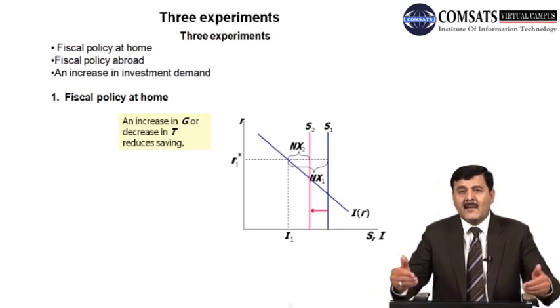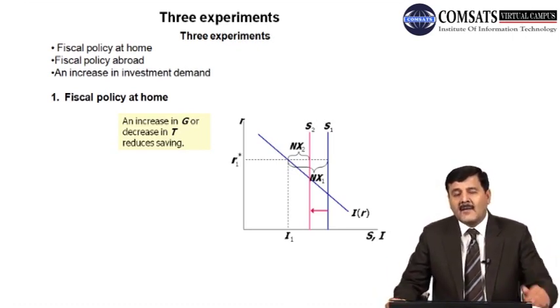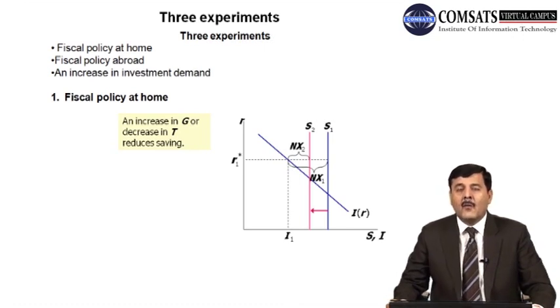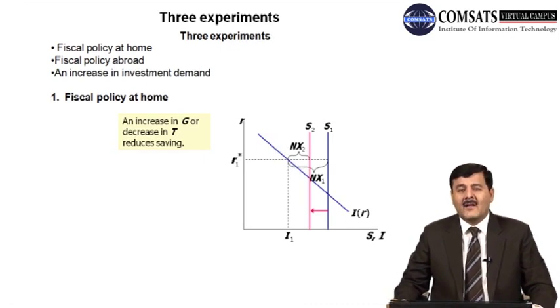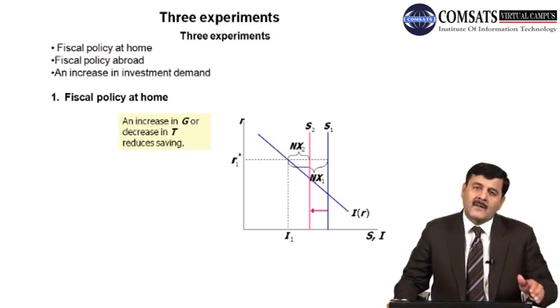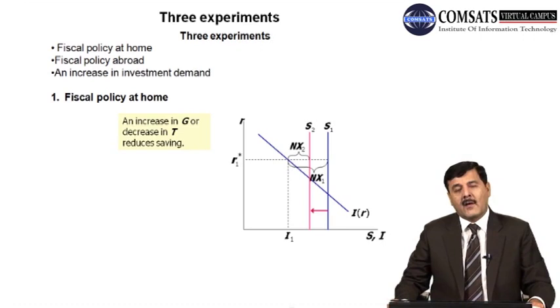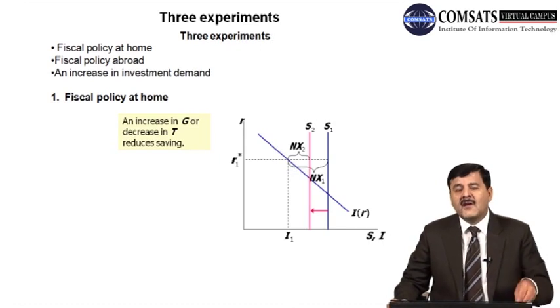So what is happening in the loanable funds market? Jab aap government spending badhati hai to savings kam hoti hai, to loanable funds market mein kya hoga? Aapki jo net export hai, that will go down. Humne ye kaha tha ki when savings are less, there will be less capital outflow and more capital inflow, or we can say that NCO will be negative. When NCO, net capital outflow, is negative, this will lead to NX, the net difference between exports and imports, also becoming negative.